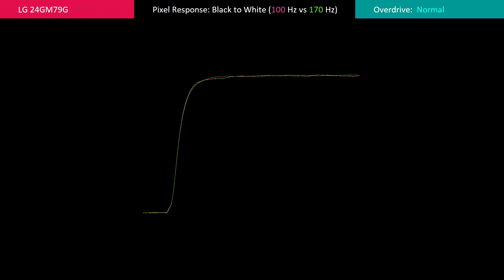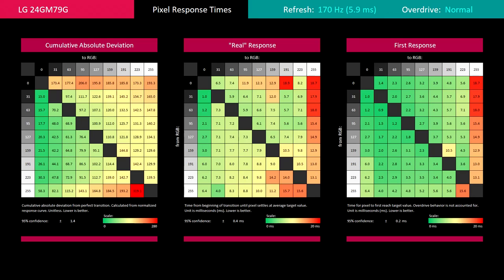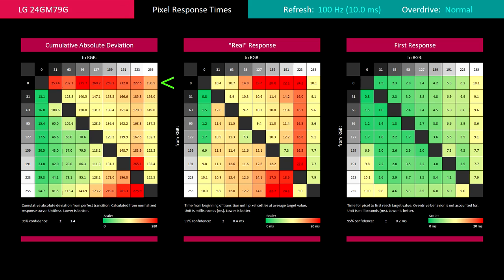This might lead you to believe that both the first and real response graphs are a bit untrustworthy. And you're not far off. But let's go back to the cumulative absolute deviation. At 170Hz, the CAD from 0 to 255 is 193.3. At 100Hz, the CAD is 190.5. There is practically no difference, and that better reflects your intuitive comparison of the graphs.